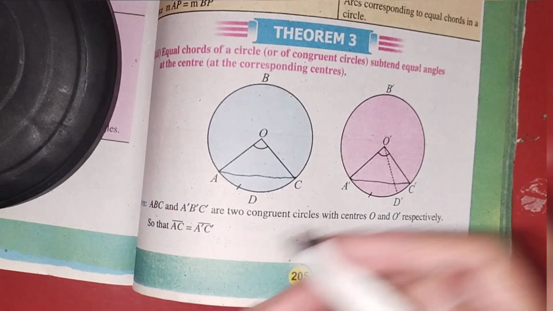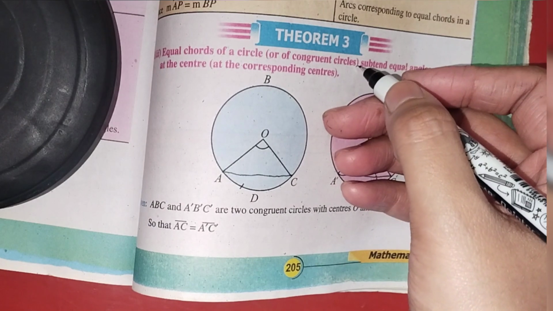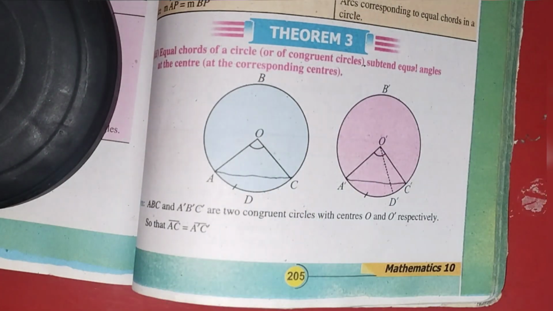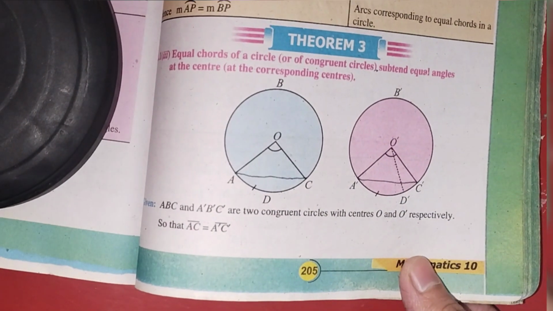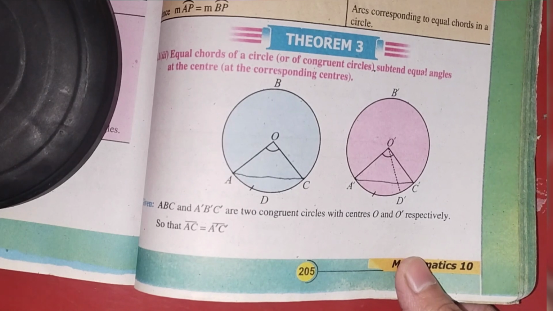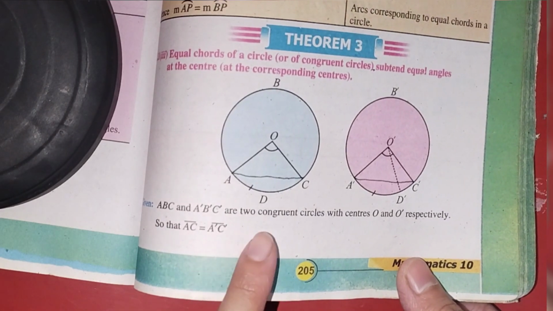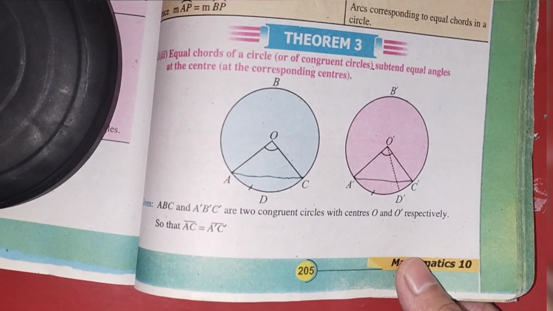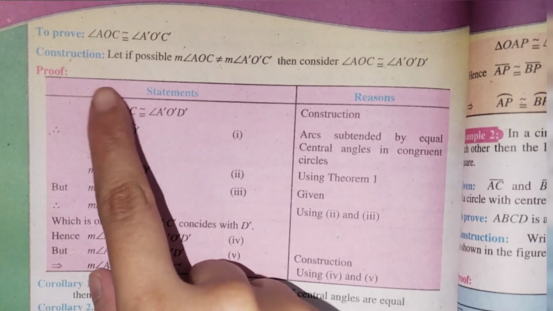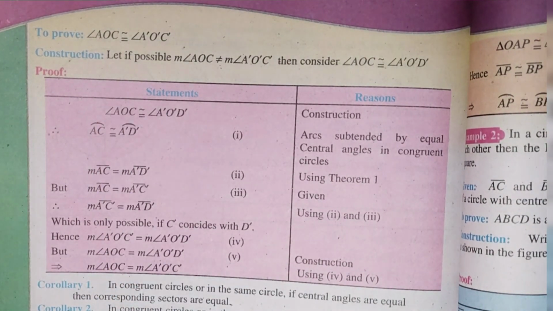Okay, so this is your given. Equal chords of a circle of congruent circles. So these are the equal chords and the two circles are congruent. To prove, we have to prove the central angles are equal. So angle AOC is congruent to angle A dash, O dash, C dash.